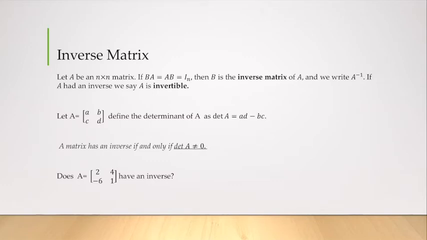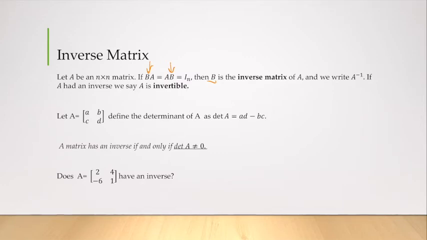The last thing I want to talk about is an inverse matrix. Okay, so if I have two matrices, and if I multiply them together, B times A and A times B, and get the identity, then B is the inverse matrix of A, and we write A to the negative 1. That's what we call that. B would be A to the negative 1. If A has an inverse, we say it's invertible.